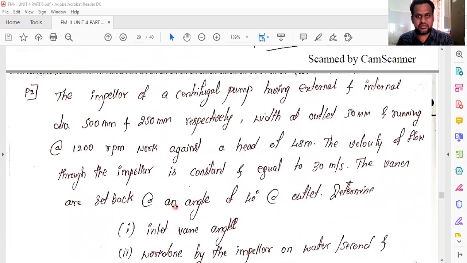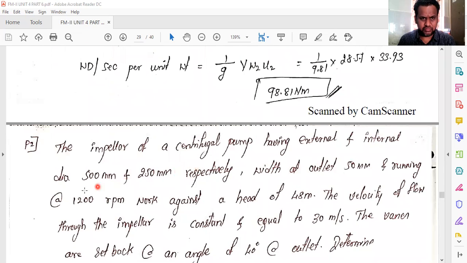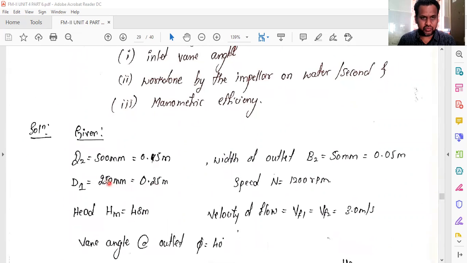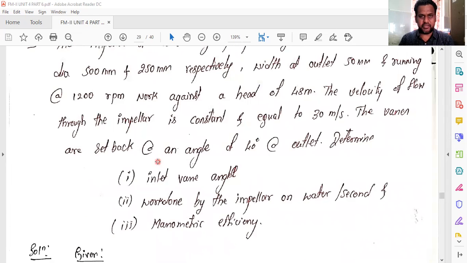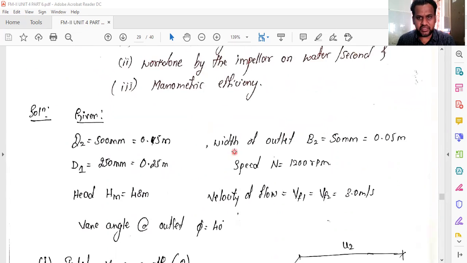Okay, let's once again read the question and understand the question. Write down the given. First, the impeller of a centrifugal pump having external and internal diameter, that is D1 and D2. So it is given D2 is 500 mm, that is external, and internal is 250 mm. So D1 and D2 written, obviously converted to meter, 0.5 meter and 0.25 meter. Width at outlet 50 mm, that is width of the outlet, that is B2 given is equal to 50 mm, that is 0.05 meter.